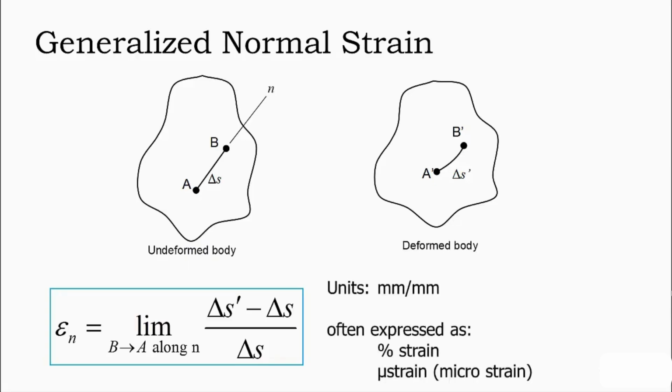The units for strain are millimeters per millimeter. Now most people would say that's dimensionless, but we typically write those units to remind us that it is a strain, that it is related to the intensity of a deformation. It is also often expressed as a percentage of strain or microstrain, which is 10 to the minus 6 strain.